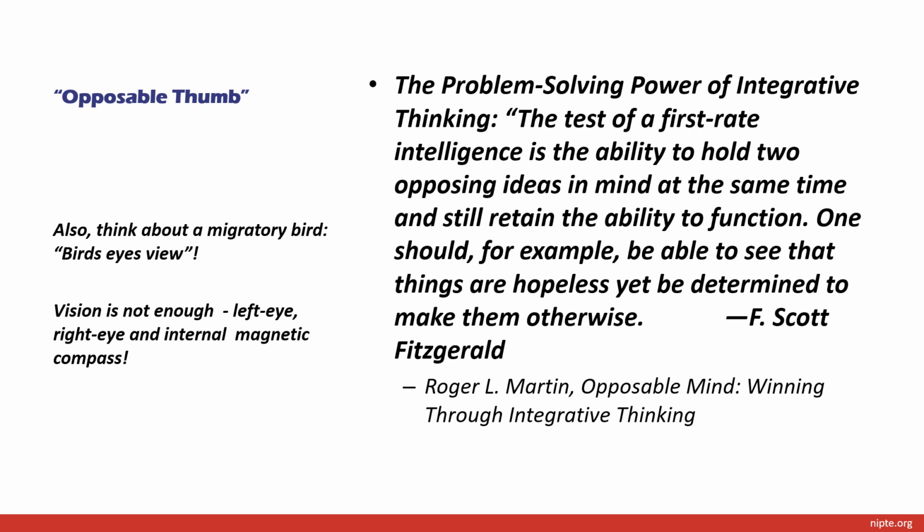What is it? Here is a quote from F. Scott Fitzgerald, an American writer, author in the 1920s. The test of a first-rate intelligence is the ability to hold two opposing ideas in mind at the same time and still retain the ability to function. One should, for example, be able to see that things are hopeless, yet be determined to make them otherwise. That's what an opposable thinker does.